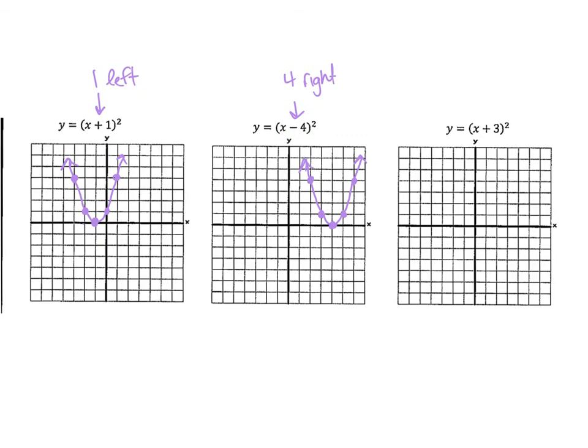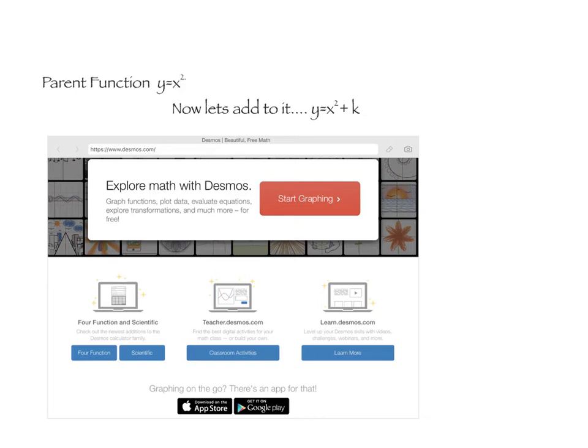X minus 4, 4 to the right. X plus 1, 1 to the left. How about X plus 3? What's that going to be? 3 to the left. 3 to the left. Okay? So let's move on to the next page.